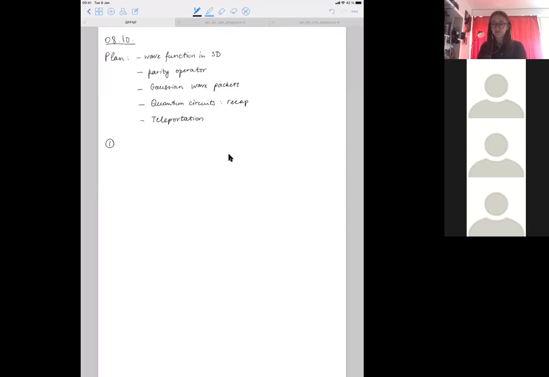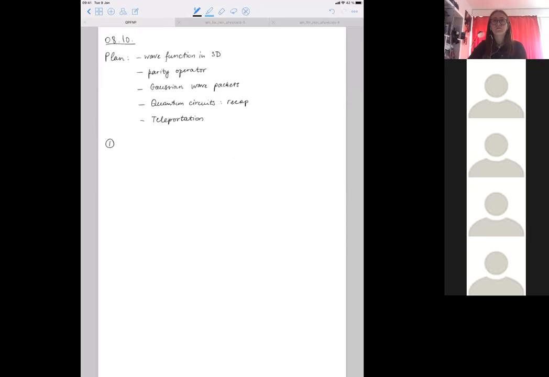Then another exercise will concern the parity operator, which is a special operator with some interesting properties. Then I'll talk a bit about Gaussian wave packets, a specific kind of wave function. And finally, the last exercise is about teleportation. For that, I also thought it would be useful to recap what we know about quantum circuits and how to operate with quantum circuits, since that will be an important part of the course.